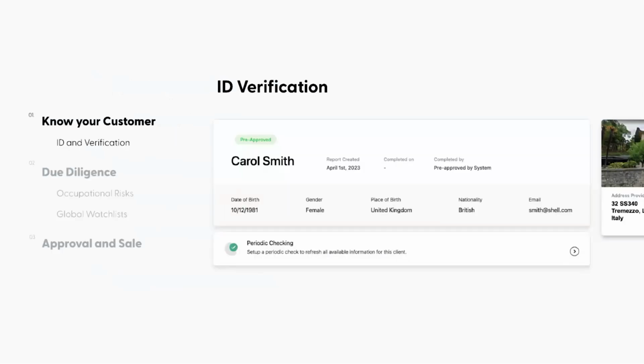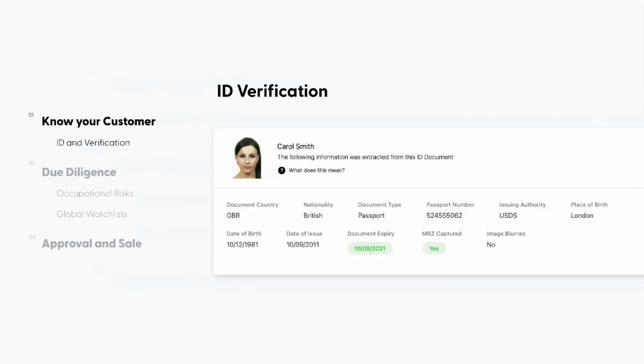Well, the first step is all about know your customer, commonly referred to as KYC. This is the process of verifying your client's identity to ensure they are who they say they are. It's essential that you collect the necessary information. This would include a government issued ID, such as a passport or driver's license, and a proof of address, like a utility bill or bank statement.